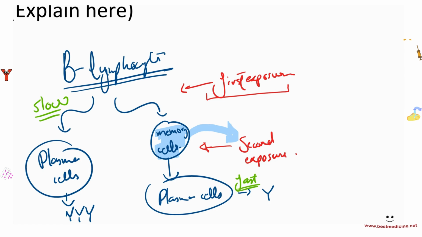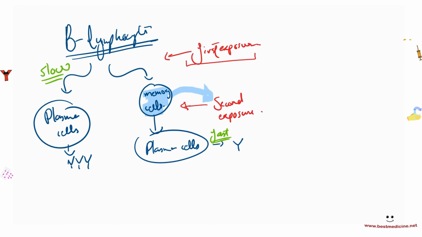The first exposure takes time because the B lymphocytes have to create antibodies that are complementary to the pathogen, and so it takes some time to get that perfect shape to be able to bind the pathogen. But once it's already trained, once you have the memory cells, then the second exposure results in a very fast response. So if you get infected a second time, a lot of the time the response is so quick that you don't even develop symptoms at all. You might not even know that you're infected. So that is first exposure, second exposure.